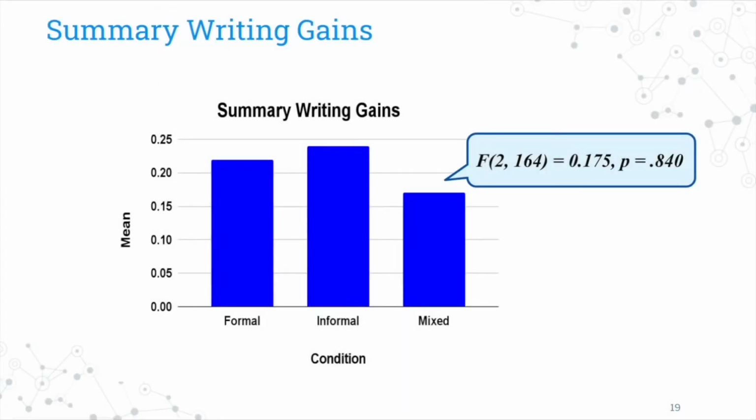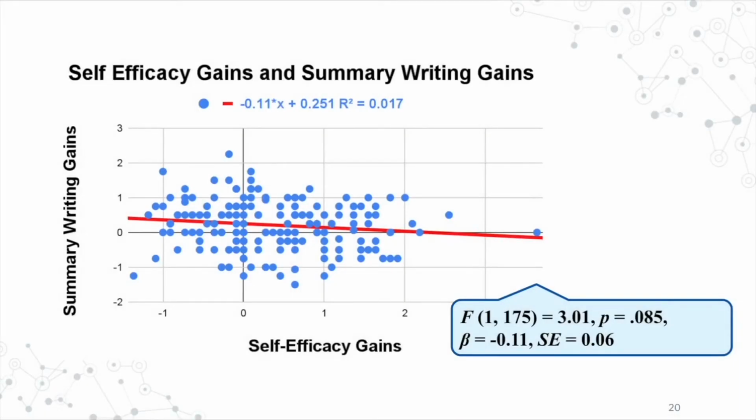A simple regression was performed with summary writing gains as a dependent variable and self-efficacy gains as an independent variable. Results showed a marginal significant relationship. Adding the agent language condition and covariates did not improve the model performance. This graph shows the more self-efficacy gains learners had, the fewer summary writing gains they achieved. This finding is inconsistent with previous findings that self-efficacy had a positive correlation with reading and writing learning outcomes.